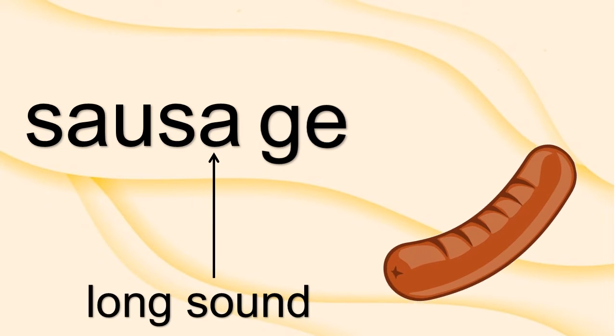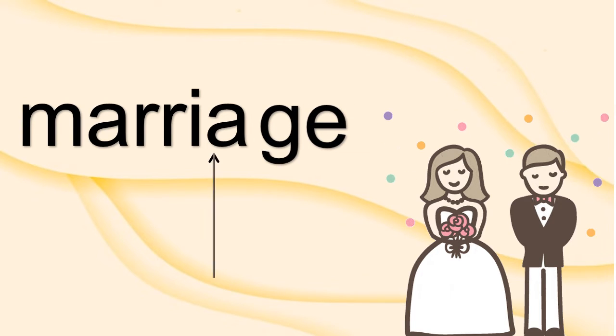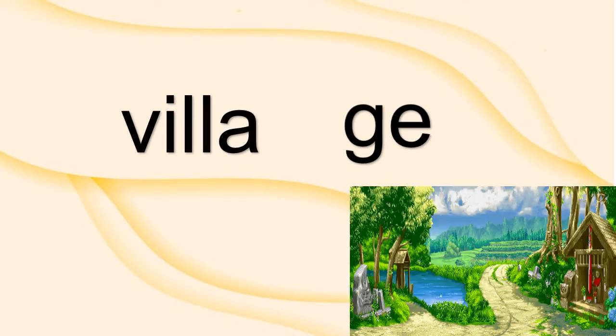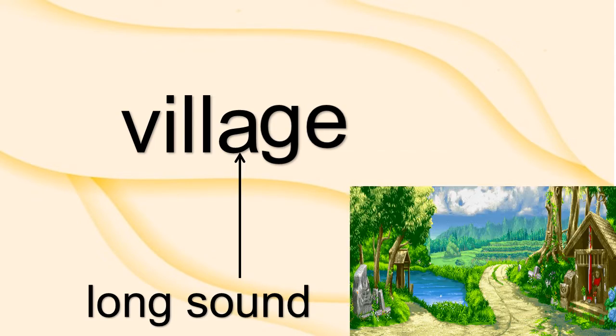In sausage, we have an A which is a long vowel sound before the J sound, so we write G and E. Similarly, in marriage, we have an A which is a long sound before the J sound, so we just write G and E. In village, we have an A which is a long vowel sound before the J sound, so we just write G and E.